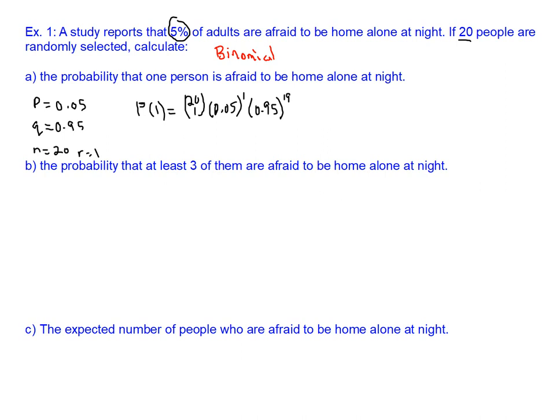So we can plug that into the calculator, and when we do that, we should get an answer of somewhere around 0.3774. So that means there's a 38% chance, say, that someone is afraid to be home alone at night.